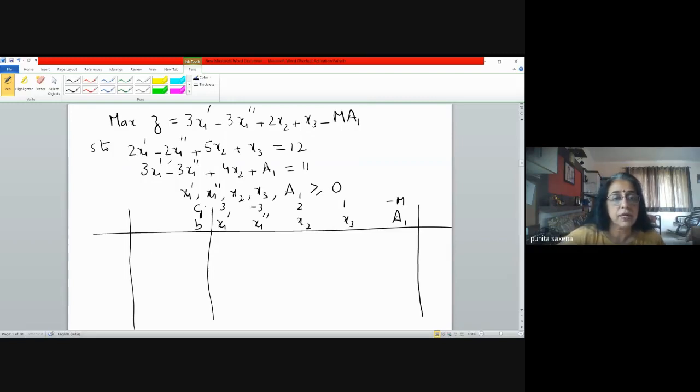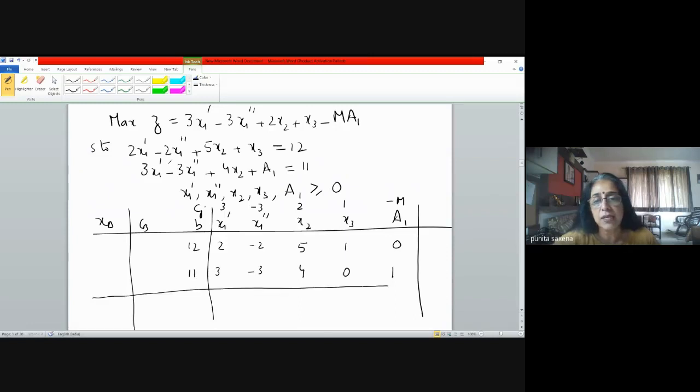Now, let's fill in the entries. Your B's are 12, 11. Now x1 dash is 2, 3, then minus 2, minus 3. You can see from here itself, the second column is a multiple of the first column. X1 double dash is nothing but minus of x1 dash. So definitely they are linearly dependent. They cannot be linearly independent. X2 is 5, 4. Now x3 is 1, 0 and a1 is 0, 1. So now my job is done.